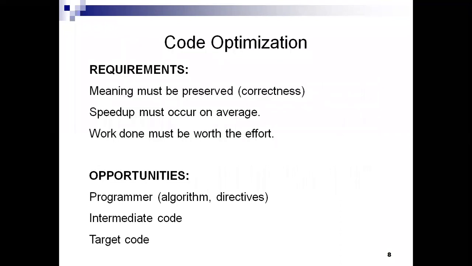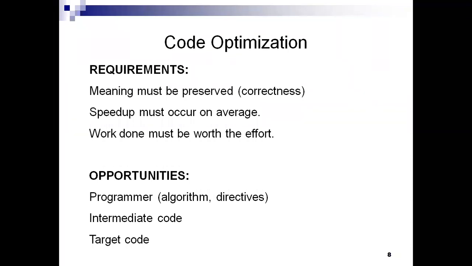And now we need to know what requirements we have and what opportunities we have. What are the requirements when performing such transformations, or applying optimization techniques? Meaning must be preserved and it should be correct, and speedup must occur on average, and whatever work is done must be worth the effort. These are the requirements. Based on these requirements, I am performing the optimization. What opportunities do you have to get the requirements like this?